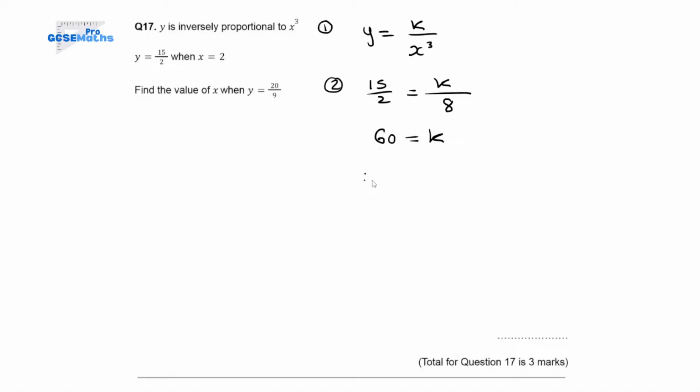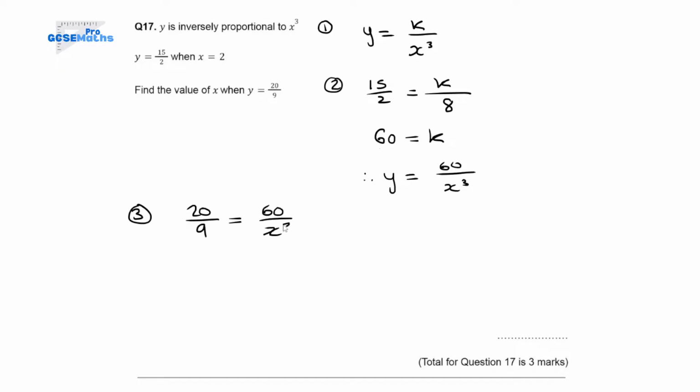Now, normally I would then rewrite my formula with that number. So instead of k, it's obviously 60. Now, finally, step 3 is to actually answer the question, isn't it? So answer the question, now that you've got your formula, find the value of x when y is 20 over 9. So sub that in for y. So sub it into the right one.